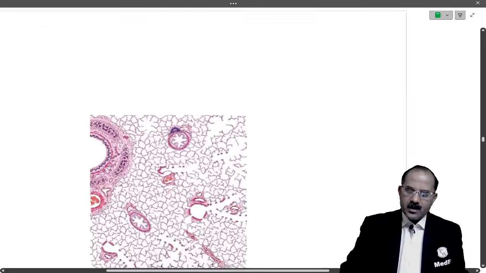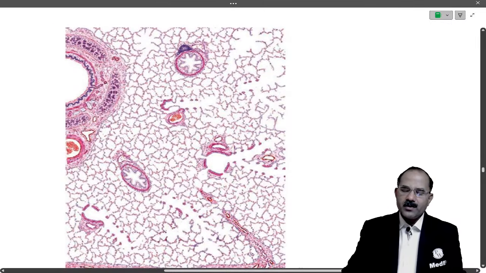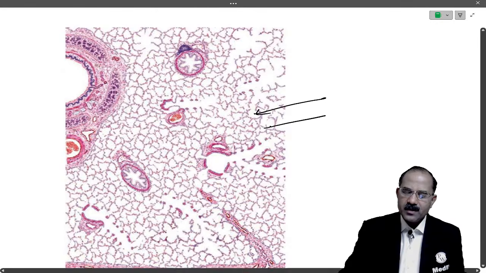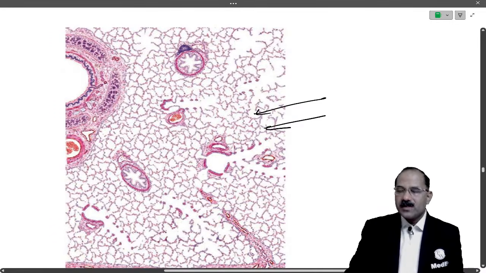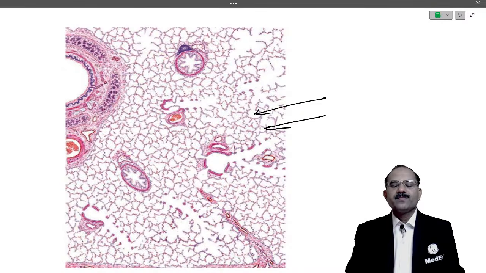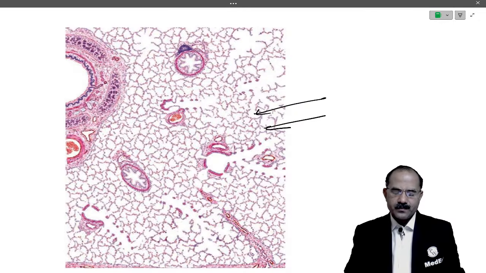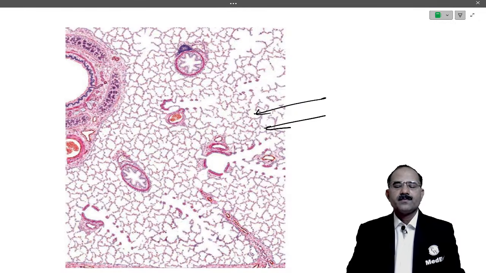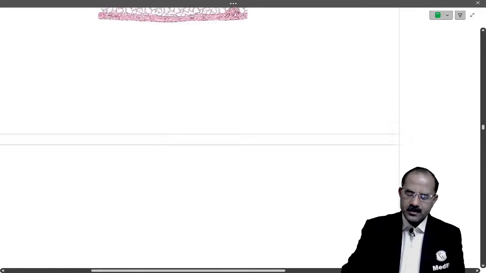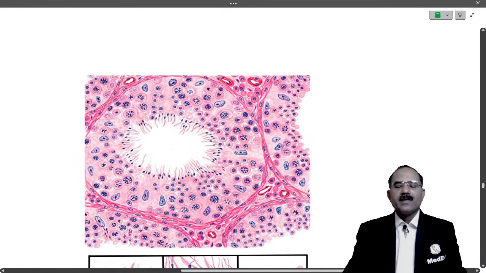Okay, this is another very easy slide. If you get this slide, you're 100% sure. You get empty spaces here. These are the alveoli. What is the lining of alveolus? It is simple squamous epithelium, for exchange of gases here. Clear? Lungs.